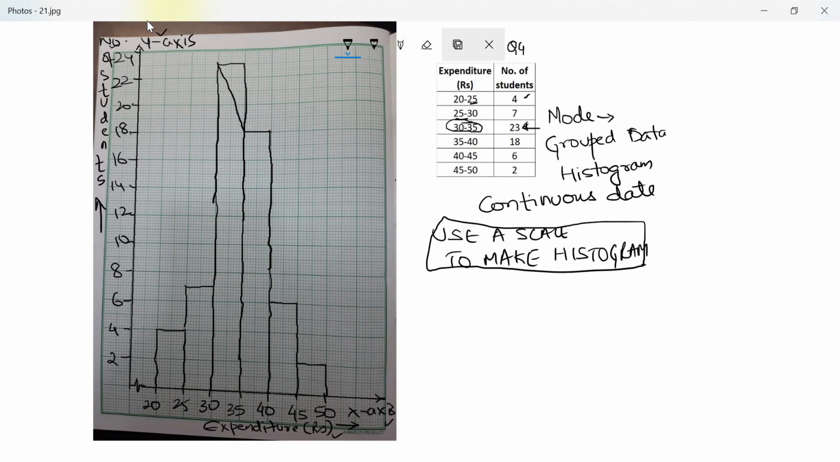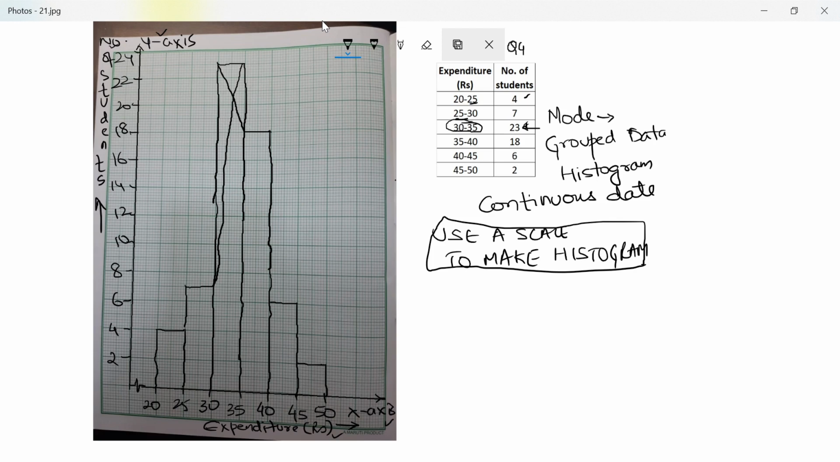Joining the lower limit to the lower limit of the next one, which is to the right, and the upper limit with the upper limit of the previous one. I repeat, you join the lower limit with the lower limit of the one on the right, and the upper limit with the upper limit of the one on the left. Again, you would use a scale. Here I have drawn using freehand.